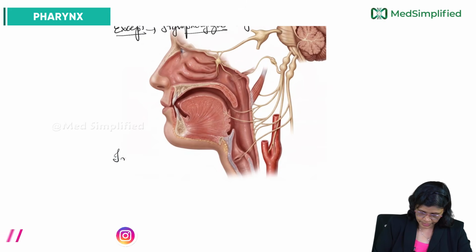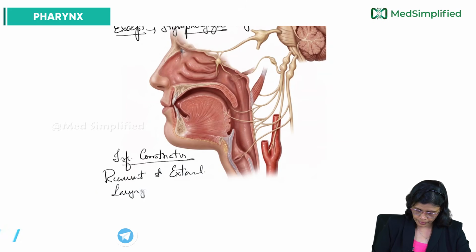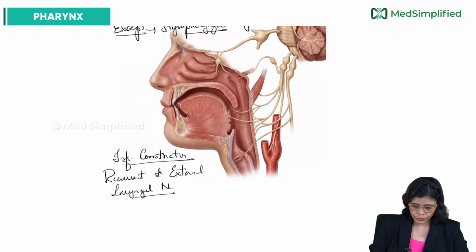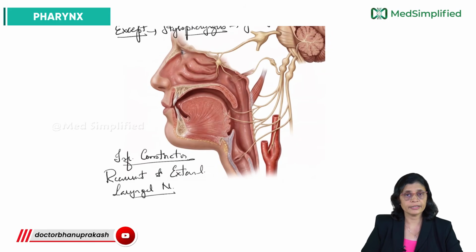The inferior constrictor will also be supplied by the recurrent and external laryngeal nerve. The nuclear origin of all of these motor fibers is in the nucleus ambiguus.